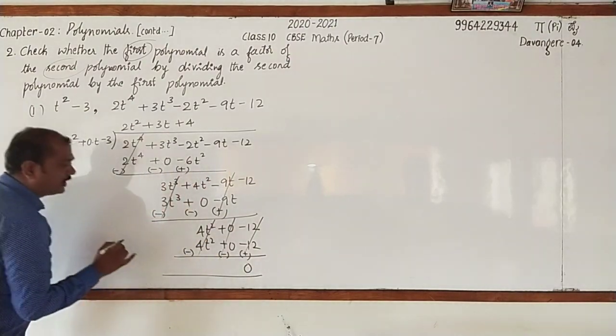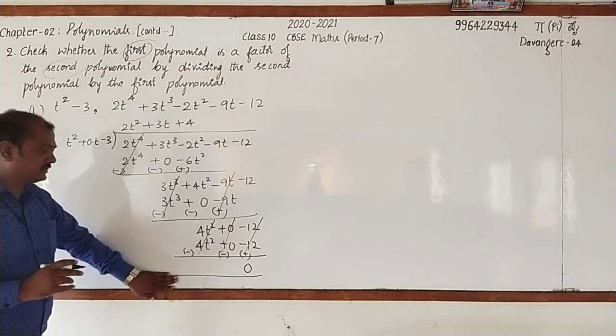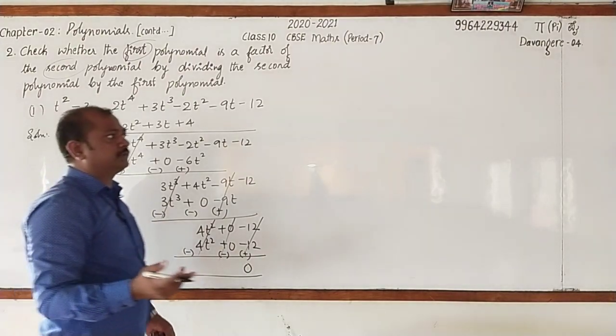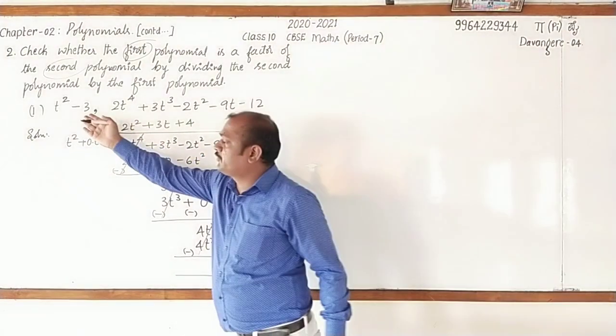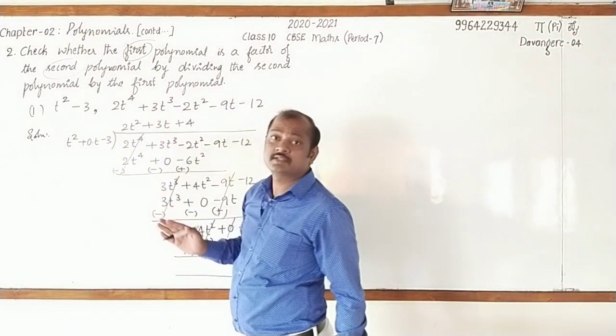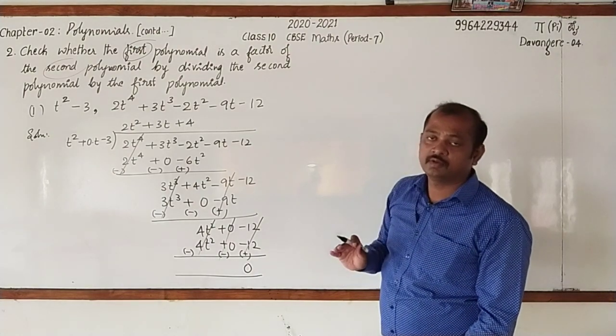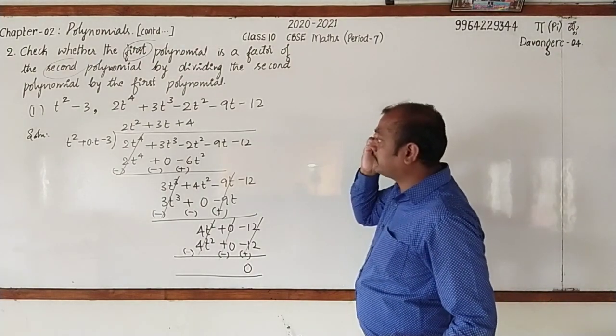So, what is the remainder? Remainder is 0. We all know that if remainder is 0, then g of t, first polynomial, is a factor of the second polynomial. Understood? So here I'll write.